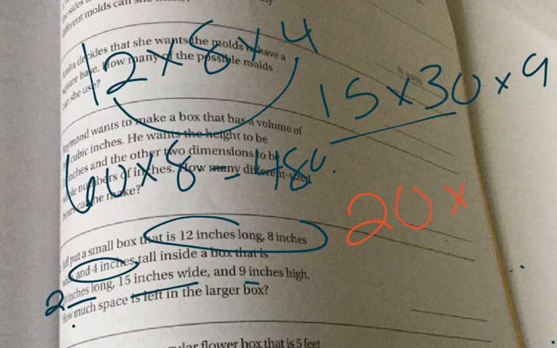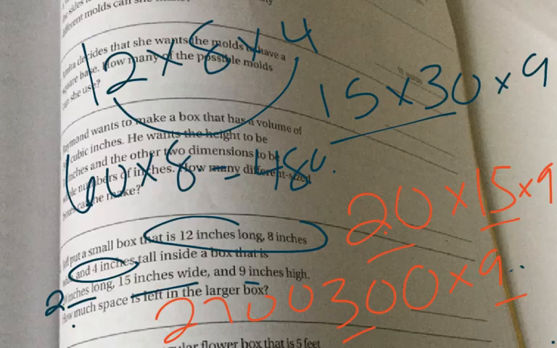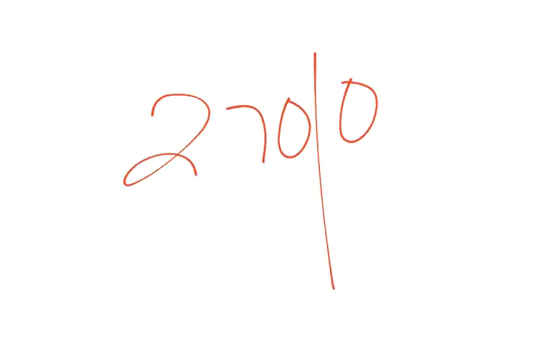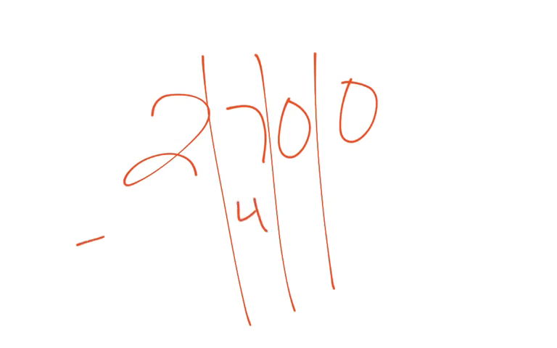Okay, so 20 times 15 times 9. So quickly I can know that 20 times 15 is 300. Because 2 times 15 is 30, add a 0, times 9. 3 times 9 is 27 and add 2 zeros. So it's going to be 2,700 minus 480.